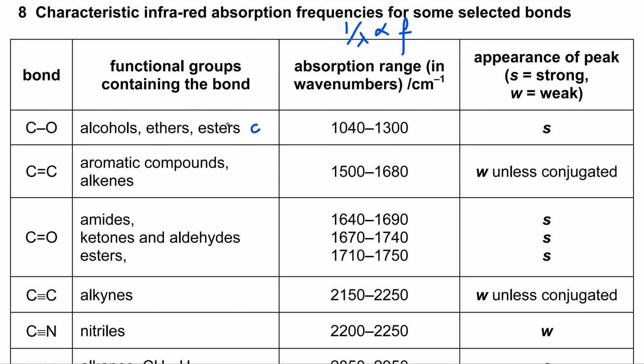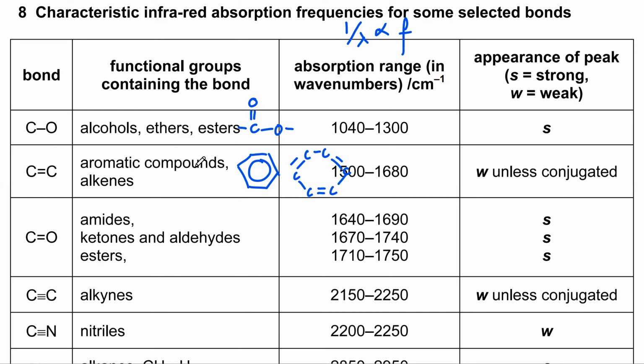Like if you look at an ester, it has this functional group. So it's got a C single bond O. Similarly, C double bond C is present in alkenes and aromatic compounds. Aromatic compounds are basically your benzene rings. And I think I told you that when you think of benzene, think of 6 carbon atoms with alternating double bonds. But anyways, alkenes and aromatic compounds are structurally very similar.